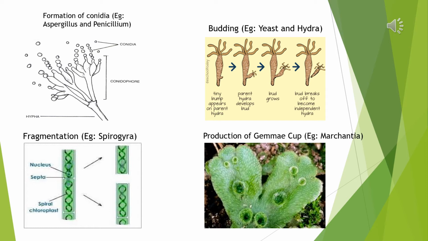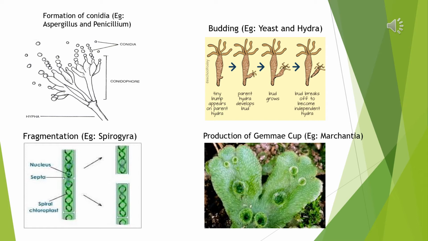What is meant by budding? Budding means a small outgrowth is developed on the parent cell which gets separated from the parent and becomes a new individual. Examples are yeast and hydra. The next, fragmentation. In the fragmentation method, the parent cell gets divided into several small segments. Then each segment grows into a new plant.